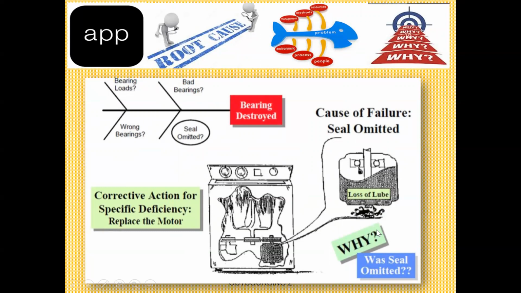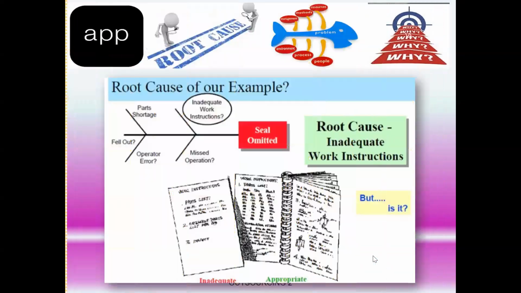Why did this happen in production? Why was the seal omitted? Or did they not test the machines before they were produced? So now you find out, probably the seal was omitted because of part shortage, it fell out, operator error, or misoperation.